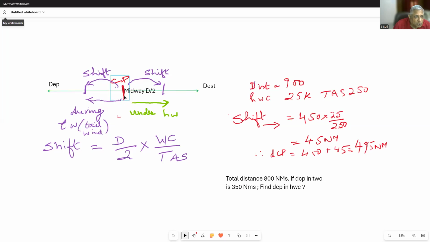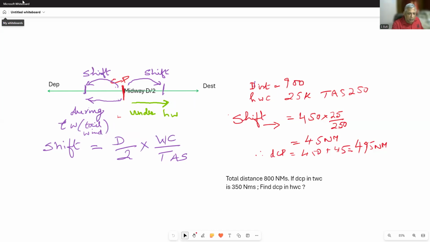Under tailwind conditions, you must turn earlier because coming back, you will have headwind. So under tailwind condition, the point will shift towards your tail, and your tail is your departure point. So when the point shifts towards your tail, distance DCP becomes less, which is always measured from departure. If it shifts towards a destination, DCP will become more. How much will it shift from the midway point? D by 2, that is half the distance, multiplied by wind component by TAS, that is the average of the headwind and tailwind component.